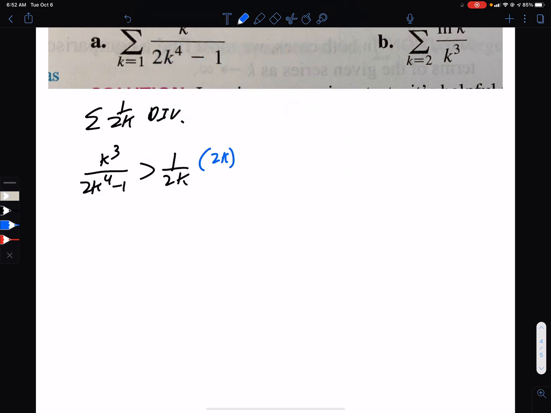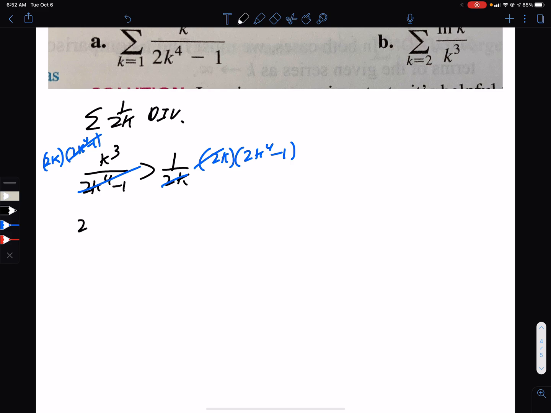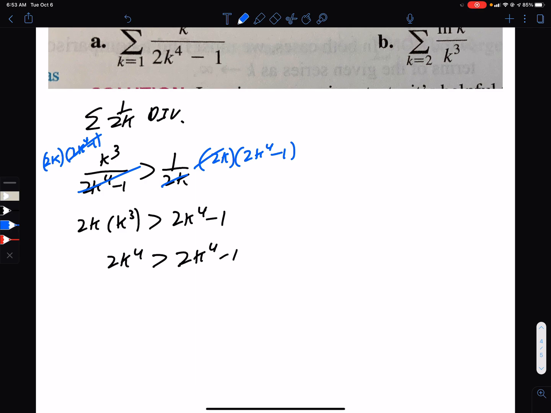So I'm going to multiply both sides by 2k and 2k to the 4th minus 1. Those cancel and those cancel, leaving me with 2k times k cubed is bigger than 2k to the 4th minus 1. Let me multiply that. I get 2k to the 4th and 2k to the 4th minus 1. Let me subtract 2k to the 4th from both sides.